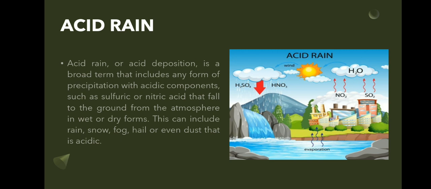Acid rain or acid deposition is a broad term that includes any form of precipitation with acidic components such as sulfuric or nitric acid that fall to the ground from the atmosphere in wet or dry forms. This can include rain, snow, fog, hail, or even dust that is acidic.